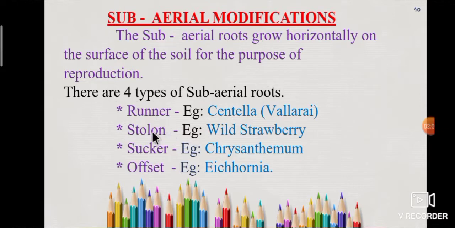First one, runner. Second one, stolon. Third one, sucker. Fourth one, offset. Runner, example, Centella, that is Vallari. Second one, stolon, example, wild strawberry. Third one, sucker, example, chrysanthemum. Fourth one, offset, example, Eichhornia. These 4 types of subaerial stems grow horizontally on the surface of the soil for the purpose of reproduction.